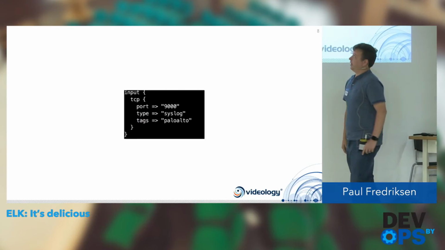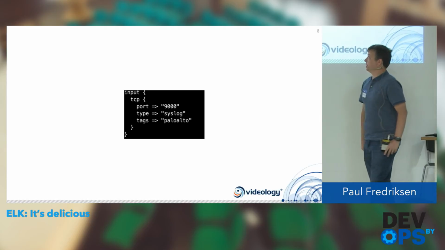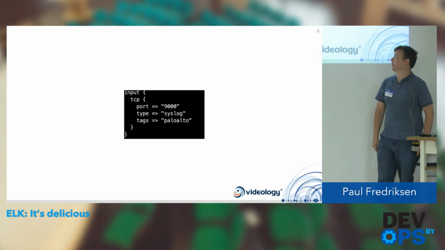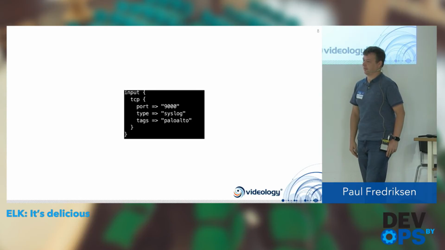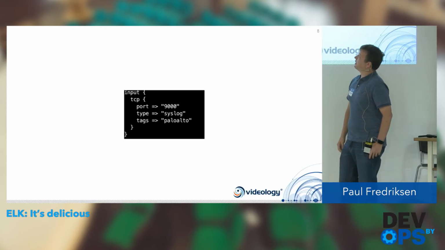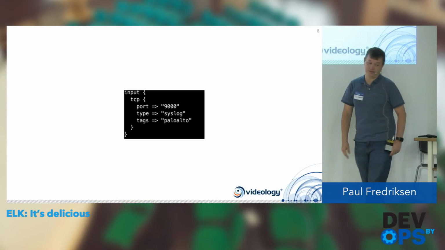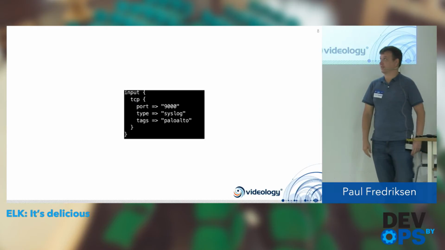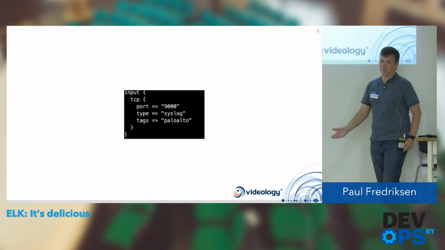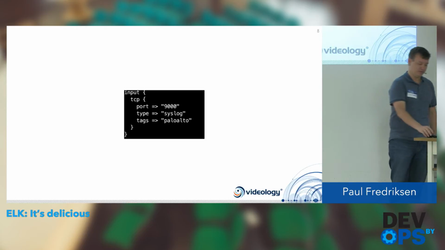Here's an example of a TCP input. You can see here we're taking a port 9000 syslog, and it's Palo Alto logs. So we're taking some of our VPN logs and putting them in there. It's very simple to set up. You can see that this is really the hardest config piece of Elasticsearch and ELK, and there's really not much to it. It's just a lot of data to deal with.